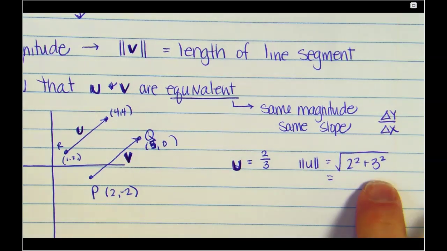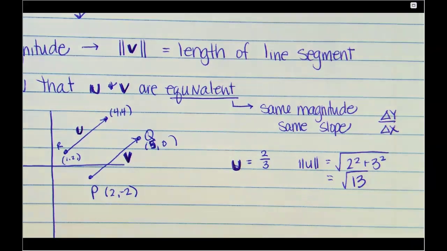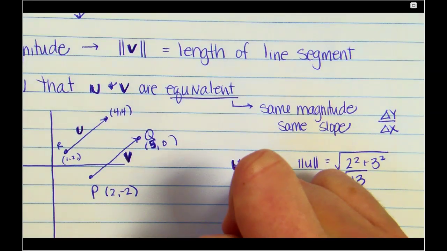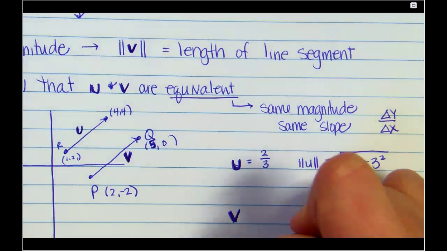Okay, this does not come out nicely because this is 9 and 4. That's 13. So we're just going to leave them exact. Why would we turn them into a decimal when it doesn't matter? Okay. So go ahead and find the slope and magnitude for v.